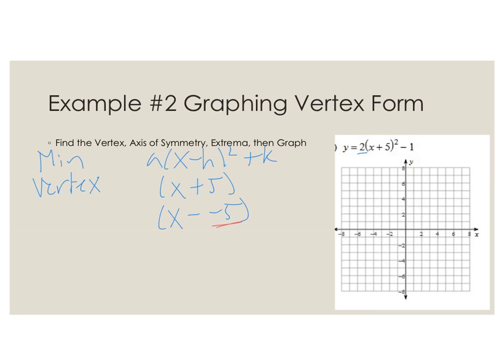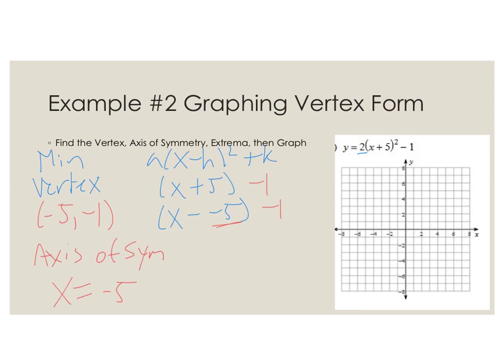If you think anything inside the parentheses, switch the signs. Since it was a plus 5, we're going to write it as a negative 5 for h. The k stays what it is, -1. Axis of symmetry, since you have the vertex, you have the axis of symmetry. Make sure you write it correctly. x equals the x value, -5.